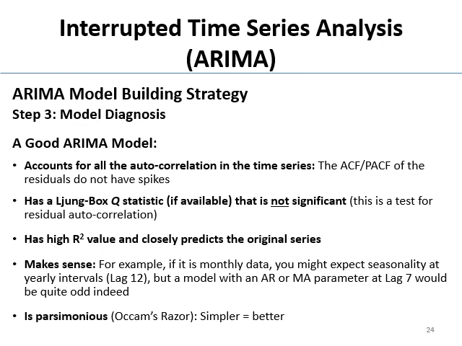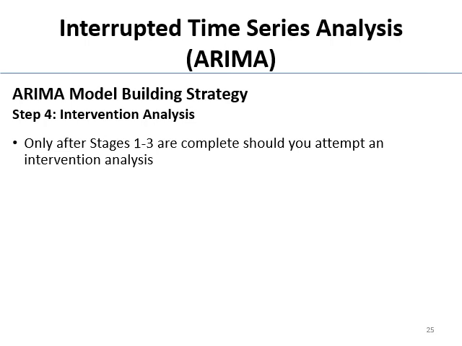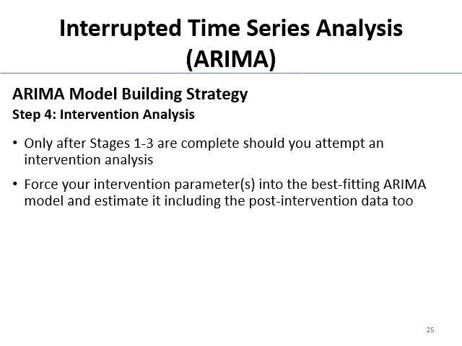So after you've built your noise model and SPSS applies it, you then put in your intervention parameter, or your variable that represents when your intervention or interventions went into effect. So only after stages 1 through 3 are complete should you attempt your intervention analysis. You've got a good model. Cool, I'm going to throw in my intervention parameter and see if, after I take out all that noise, there is a change in the series corresponding with when my program went into effect or the law changed, etc. And you force it into your best fitting ARIMA model and you estimate it using the post-intervention data too.